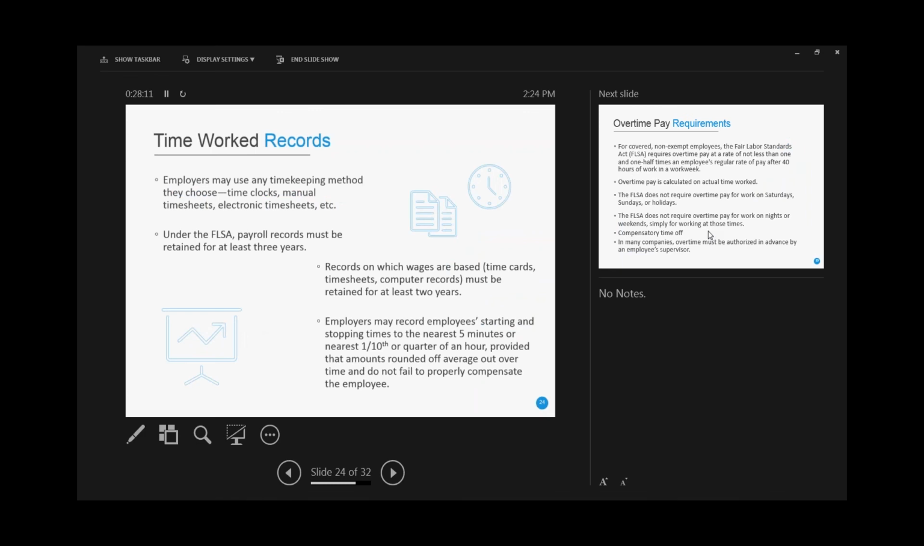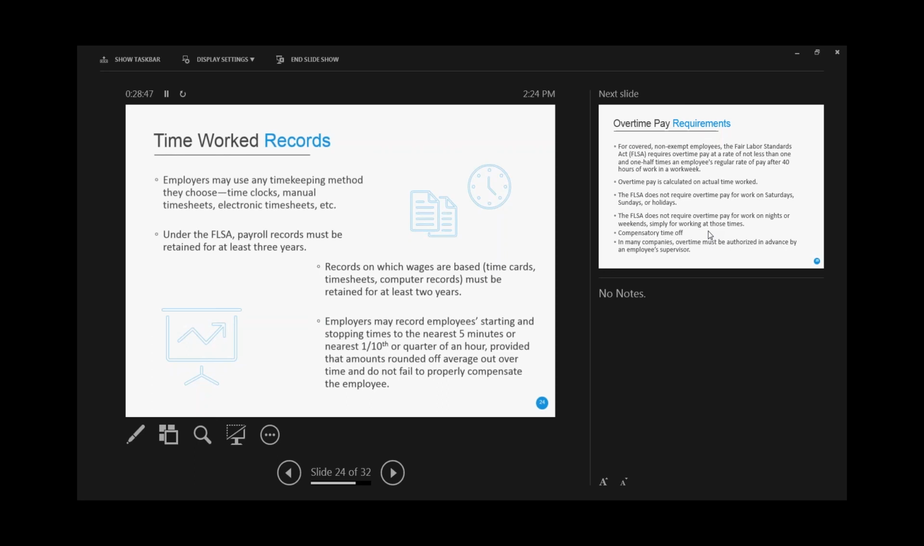So time worked records. Employers may use any timekeeping method they choose: time clocks, manual timesheets, electronic timesheets. Under the FLSA, payroll records must be retained for at least 3 years. Records on which wages are based, time cards, timesheets, computer records, must be retained for at least 2 years. Employers may record employees' starting time and stopping time to the nearest 5 minutes, nearest tenth or quarter of an hour, provided that the amounts rounded off average out over time and do not fail to properly compensate the employee.